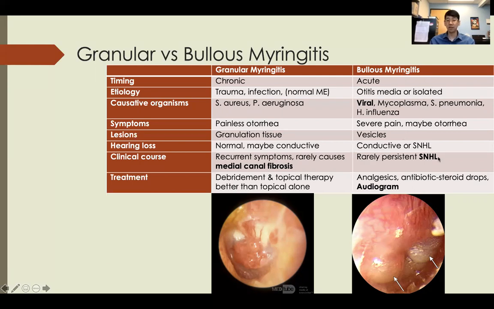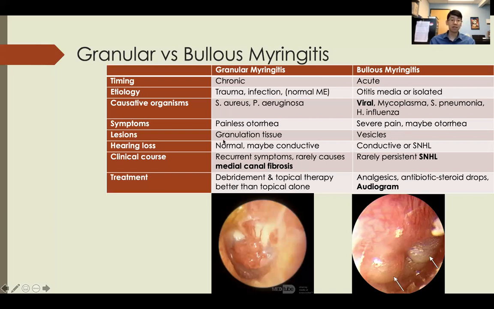And the interesting thing about bullous myringitis is that you can get sensorineural hearing loss that in rare cases can persist. It's not understood why that happens, but it is recommended to get an audiogram for all patients that have bullous myringitis. Treatment is the same as an otitis media plus an otitis externa with drops, but you may need some more analgesics because it could be pretty severe pain.